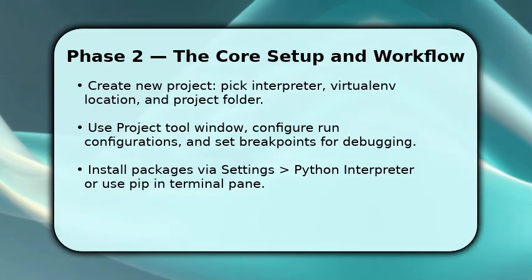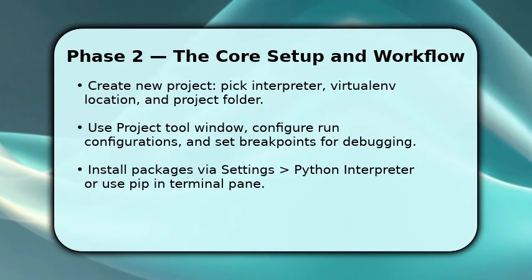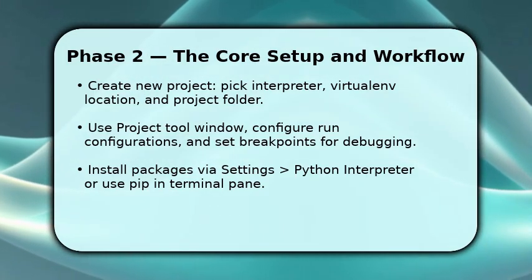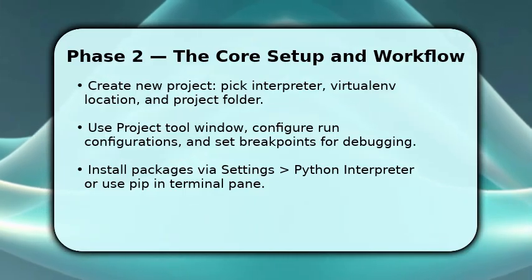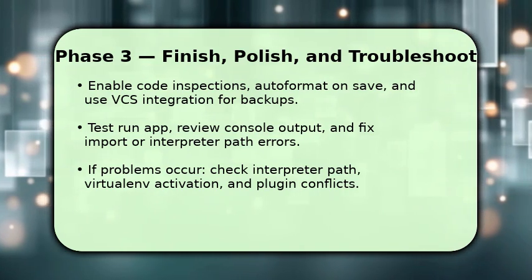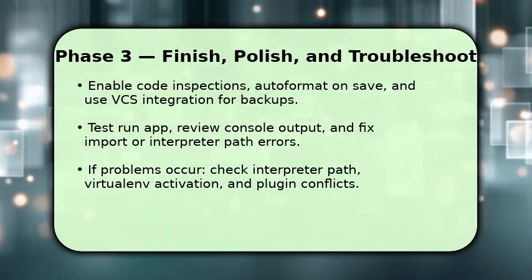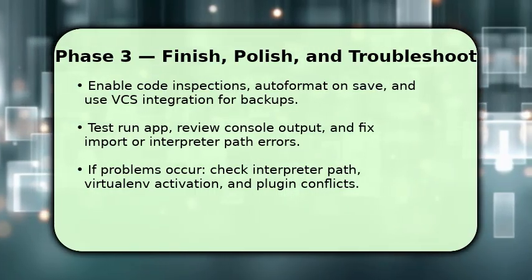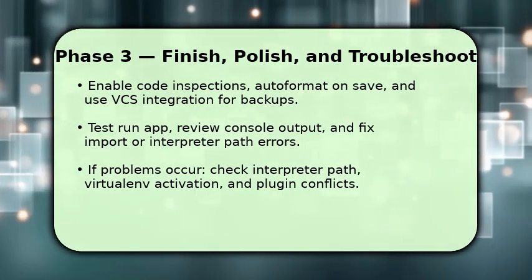Make good use of the built-in terminal to pip install packages and set breakpoints to inspect variables when debugging. This saves time and prevents hidden runtime surprises. Run your application and watch the console for errors so you can iterate quickly. Once tests pass, enable inspections and auto-format to keep code consistent and connect to Git for version control.